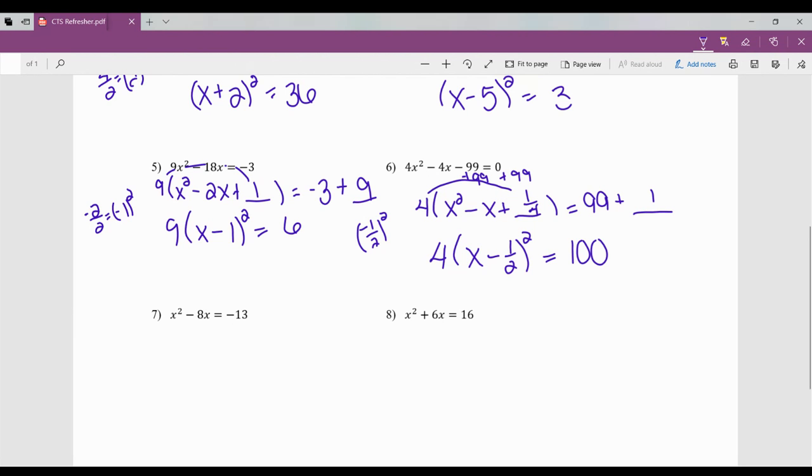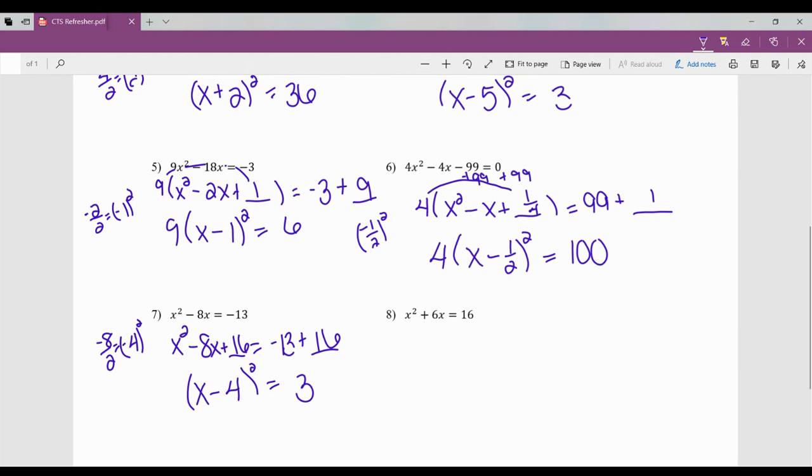All right, next one. I already have the constant over, so I take that middle term, -8 divided by 2, -4, and then I'm going to square it. So it's going to be x squared minus 8x plus blank equals -13 plus blank. The blank is -4 squared, which is 16. So we've got x minus 4 squared equals 3.